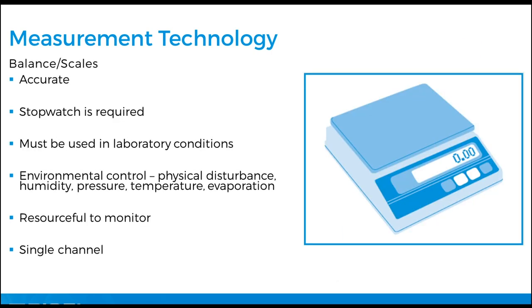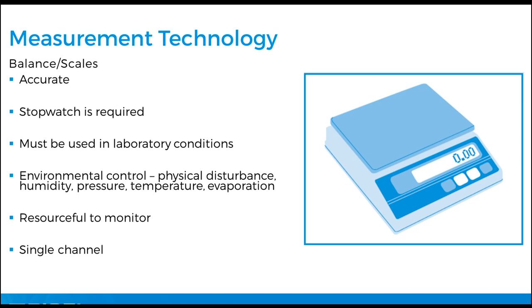We have a balance or a scale, where this is an accurate method where we weigh the water over time, because water is equal to, or almost equal to, 1 gram per millilitre at certain temperatures. But we need to monitor these environmental parameters. So humidity, pressure, temperature, evaporation, all these things need to be monitored to get really accurate results. So pretty much they need to be set up in a laboratory condition. A stopwatch is required.